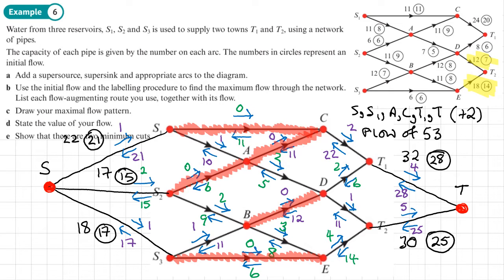Right, for the next route, along this route here, I can only increase it by 1 wherever I go after that. Here, 2, 2, 3, 4, 5. So I can increase this route here by 2, and along the bottom is 1. So I'm going to go for this route here, which is S, S2, B, E, T2, T.